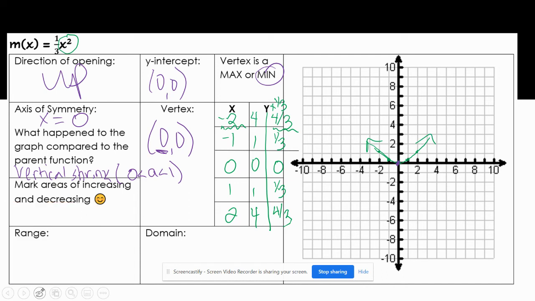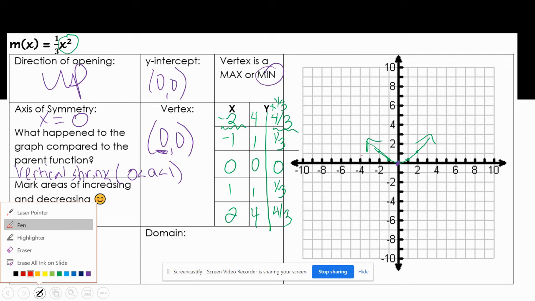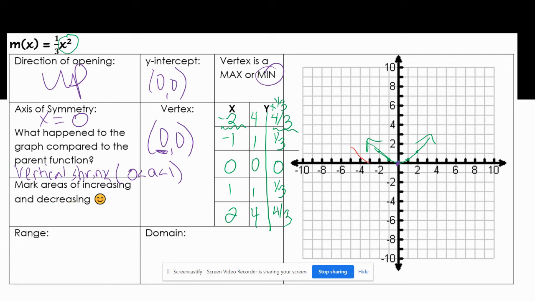Areas of increasing and decreasing. Again, over here, my marker was moving down to head that way, so that is decreasing. And it's moving up to go this way. That is increasing. Our domain, negative infinity to infinity. Our range, it's opening up, so it's greater than or equal to the y value of our vertex, which is 0. So y is greater than or equal to 0.